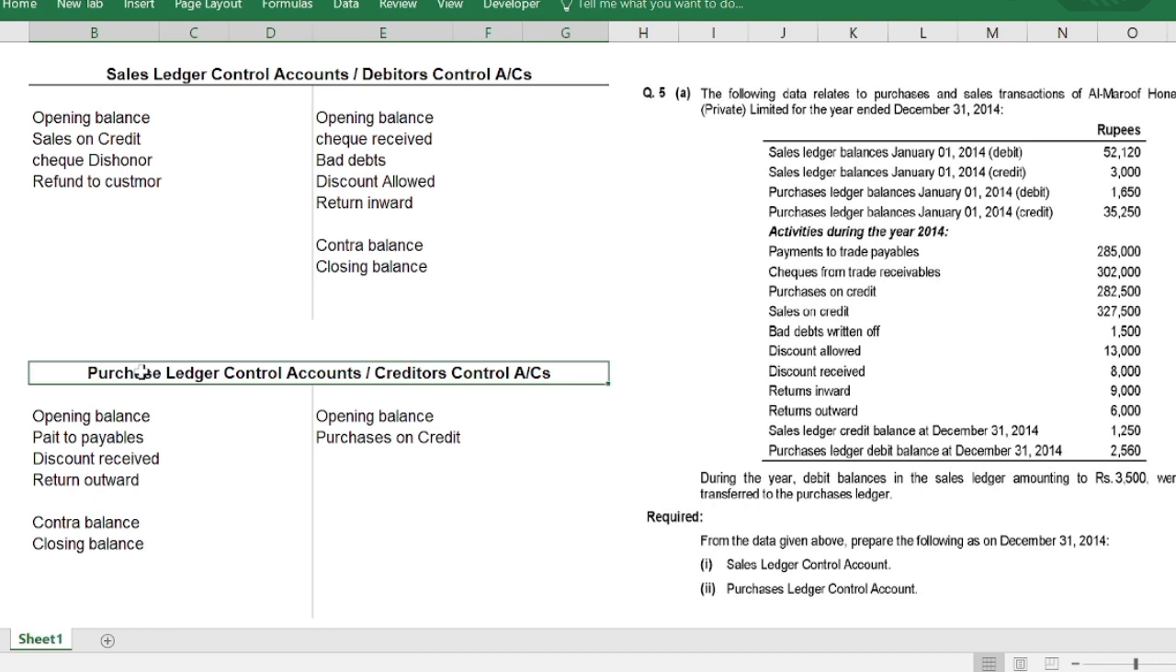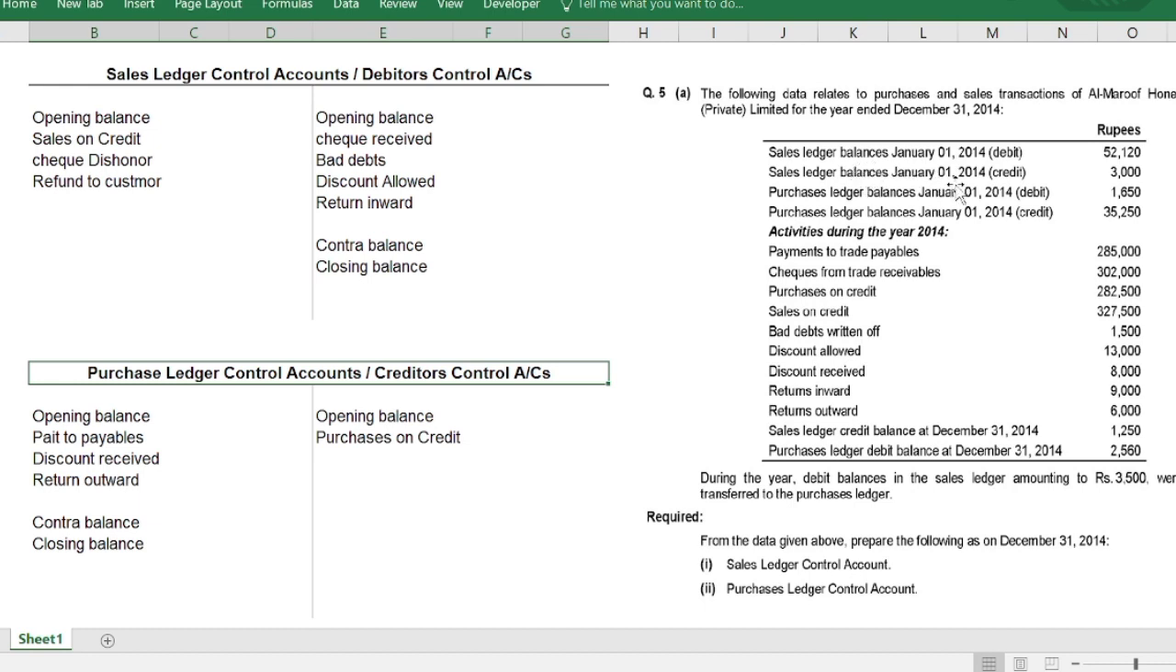Dear friends, here the debit and credit balances of the sale ledger control account and purchase ledger control account are clearly mentioned. But sometimes in many questions it is not clearly mentioned which is the debit and credit balance. So for your information, always remember that the opening balance of the sale ledger control account we record on the debit side, and the opening balance of the purchase ledger control account we always record on the credit side.